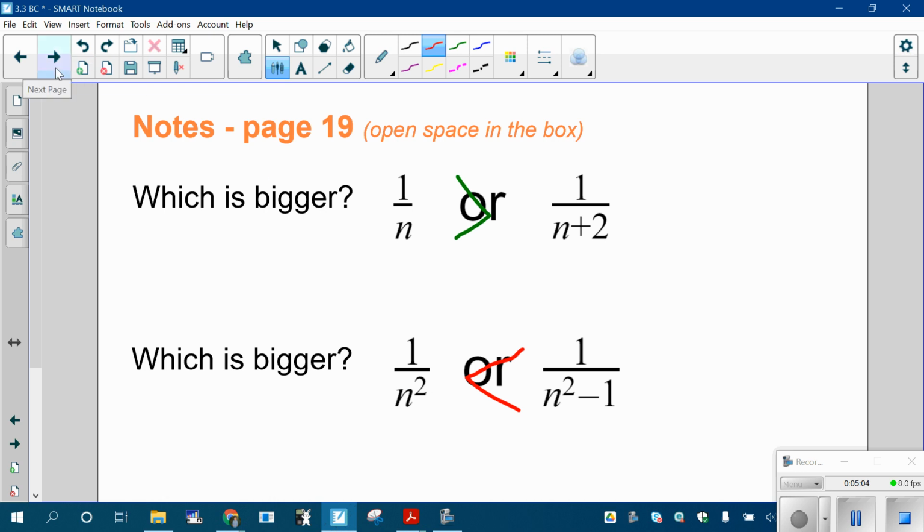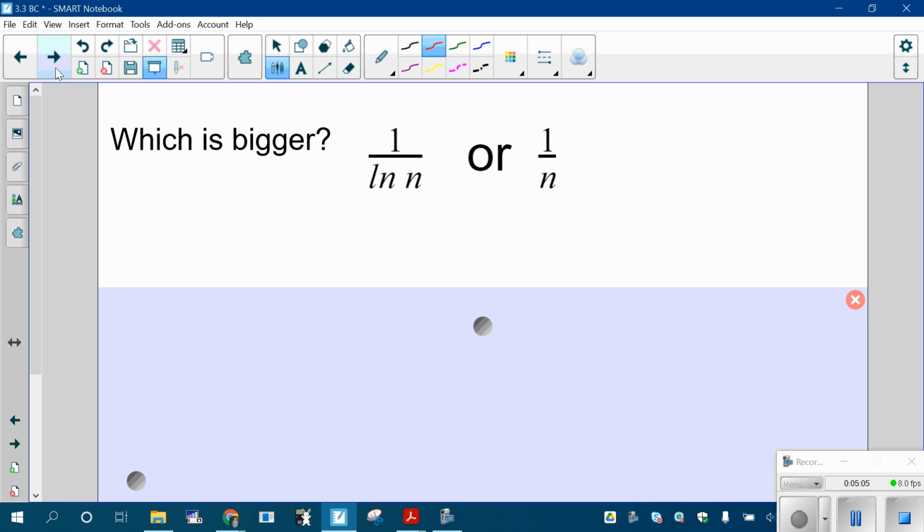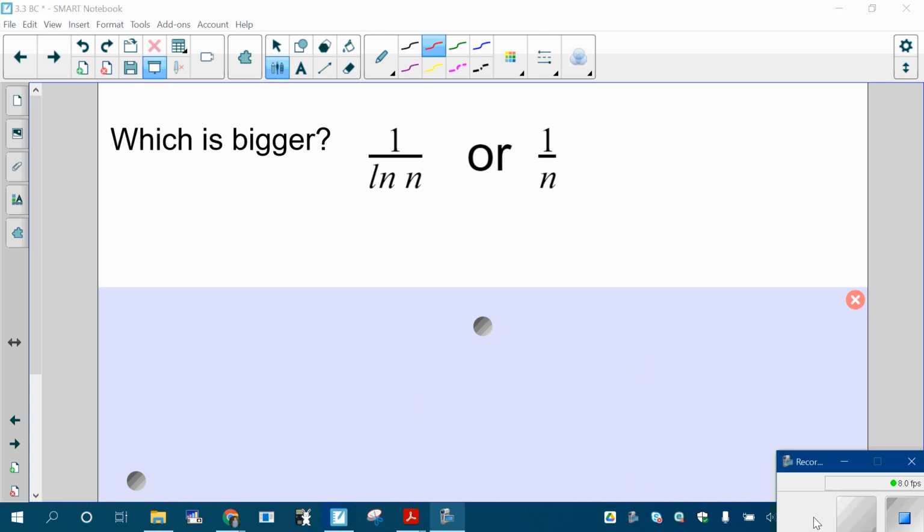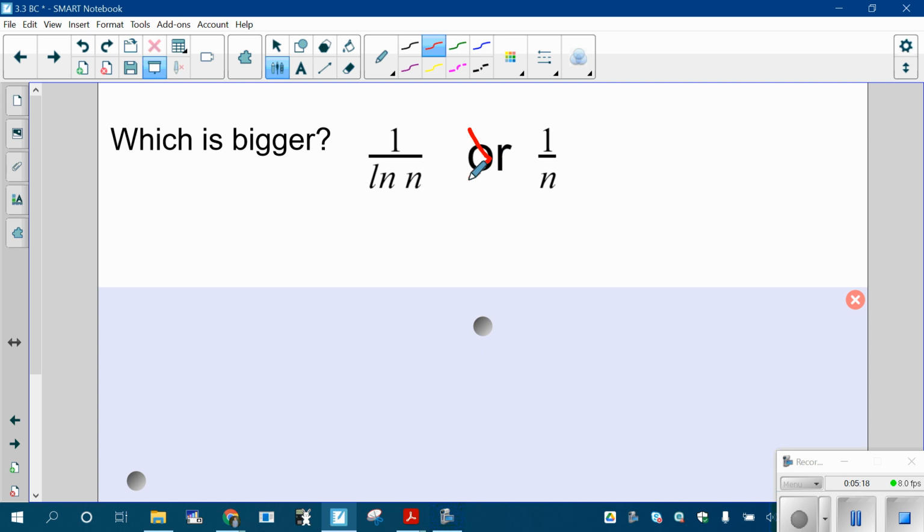This direct comparison test is going to come up, so I just don't want you guys to flip it around in your head. Take 30 seconds to do this one too. n is bigger than ln of n once you get large enough n values. Bigger denominator makes it smaller.